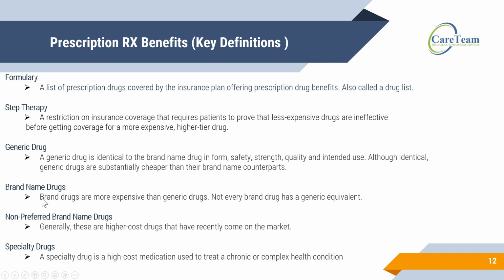So brand name drugs are more expensive than generic drugs, and not every brand drug has a generic equivalent. Non-preferred brand name drugs generally are higher cost drugs that have recently come onto the market, so they're newer drugs. And then a specialty drug is a high cost medication that's used to treat a chronic or complex condition. So I will tell you that the majority of our customers are going to be taking generic drugs or brand name drugs.